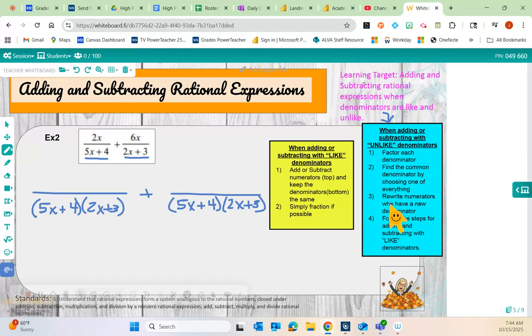Number 3, rewrite your numerators, which is the top, who have a new denominator. So this denominator is new because we've multiplied it by 2x plus 3. So that means we've got to multiply the top by the same thing we multiplied the bottom by.